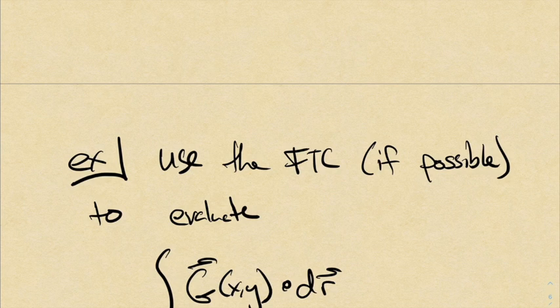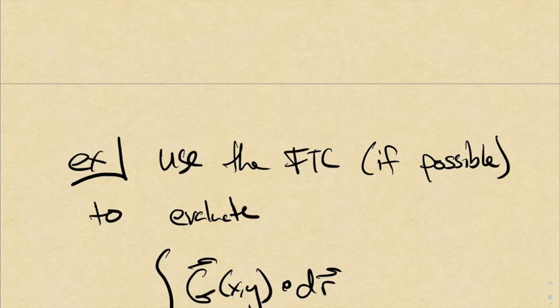Welcome back. In this video, I'll do one example to show you how we can evaluate a line integral without parameterizing the curve by using the fundamental theorem. That is, essentially by anti-differentiating, or more specifically, finding a potential function.